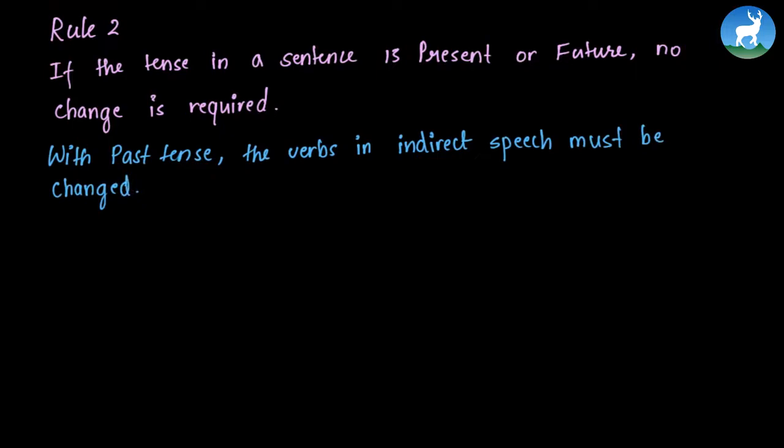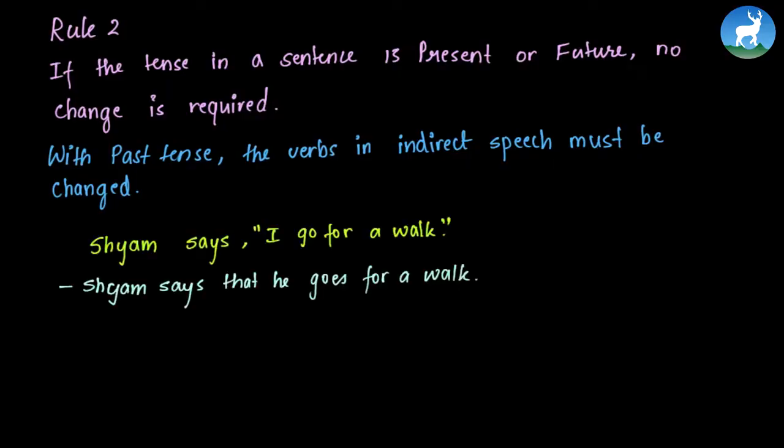With present or future tense, no change in the verb while converting from direct to indirect speech is required. While with the past tense, the verbs in indirect speech must be changed to the past. Let's see some examples. Shyam says, I go for a walk. This is a direct speech.